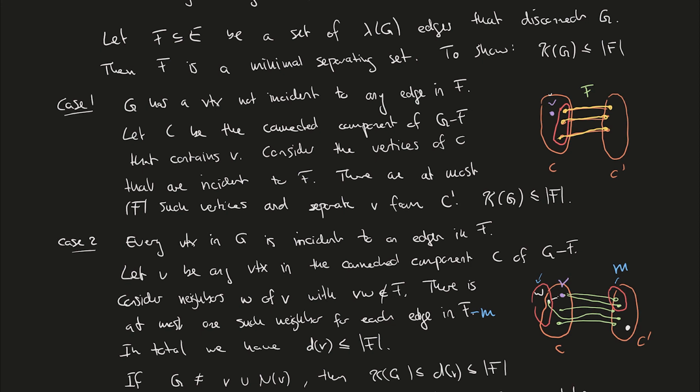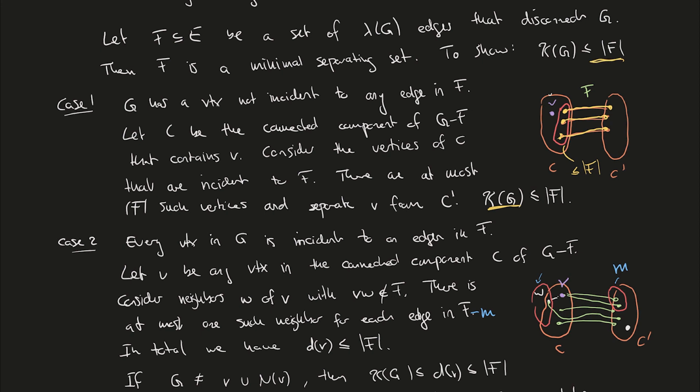Now, because we don't have any internal edges of F in the component C, each of these vertices in C that is incident to F has to correspond to at least one edge in F. So the size of this set is less than or equal to the size of F, and we saw that this is a separating set of vertices. So in this case the connectivity of G has to be less than or equal to the size of F, which is what we wanted to show in this case.